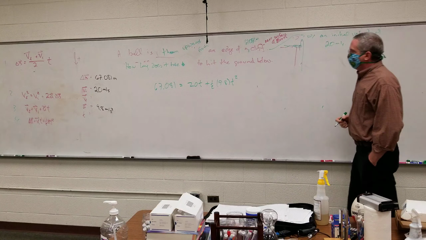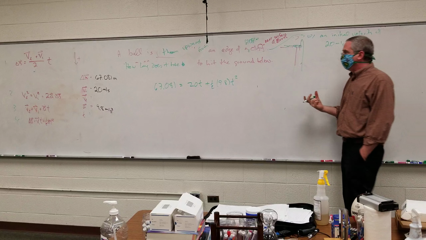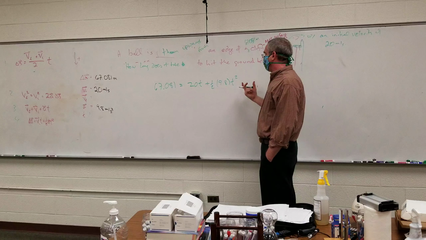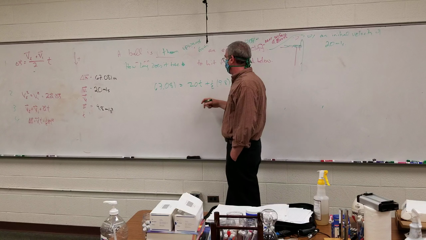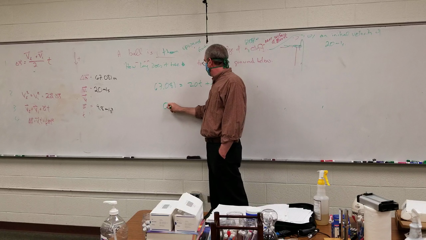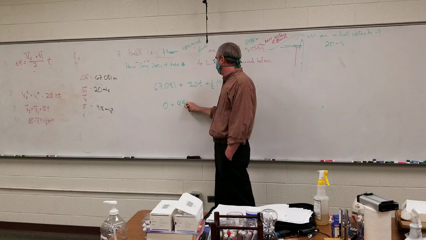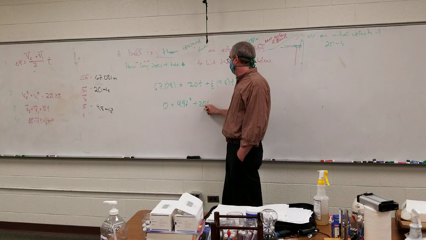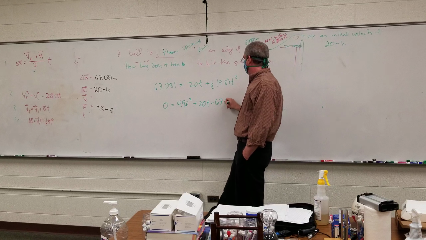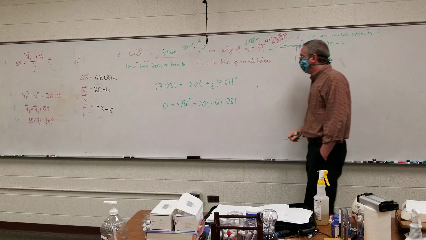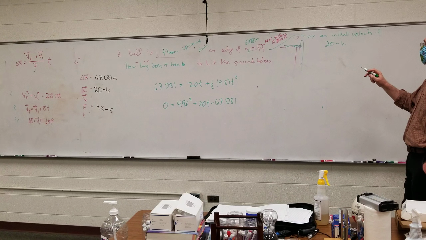And so we're dealing with a quadratic here. So let's set it equal to 0. I'm going to bring this over to the right side, so I have 0 is equal to 4.9t squared plus 20t minus 67.081. Take a quick moment here just to make sure that it's going to do what I want it to do. Yeah, I did it right. All right.